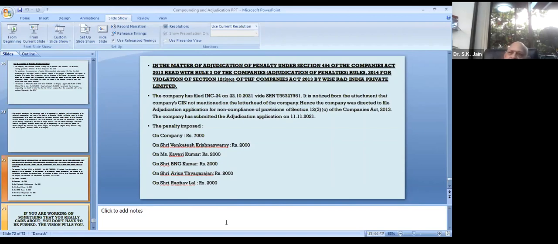So, if DIN has not been mentioned, if CIN has not been mentioned on the letterhead, it attracts penalty for these lapses also. So, participants, I have concluded.